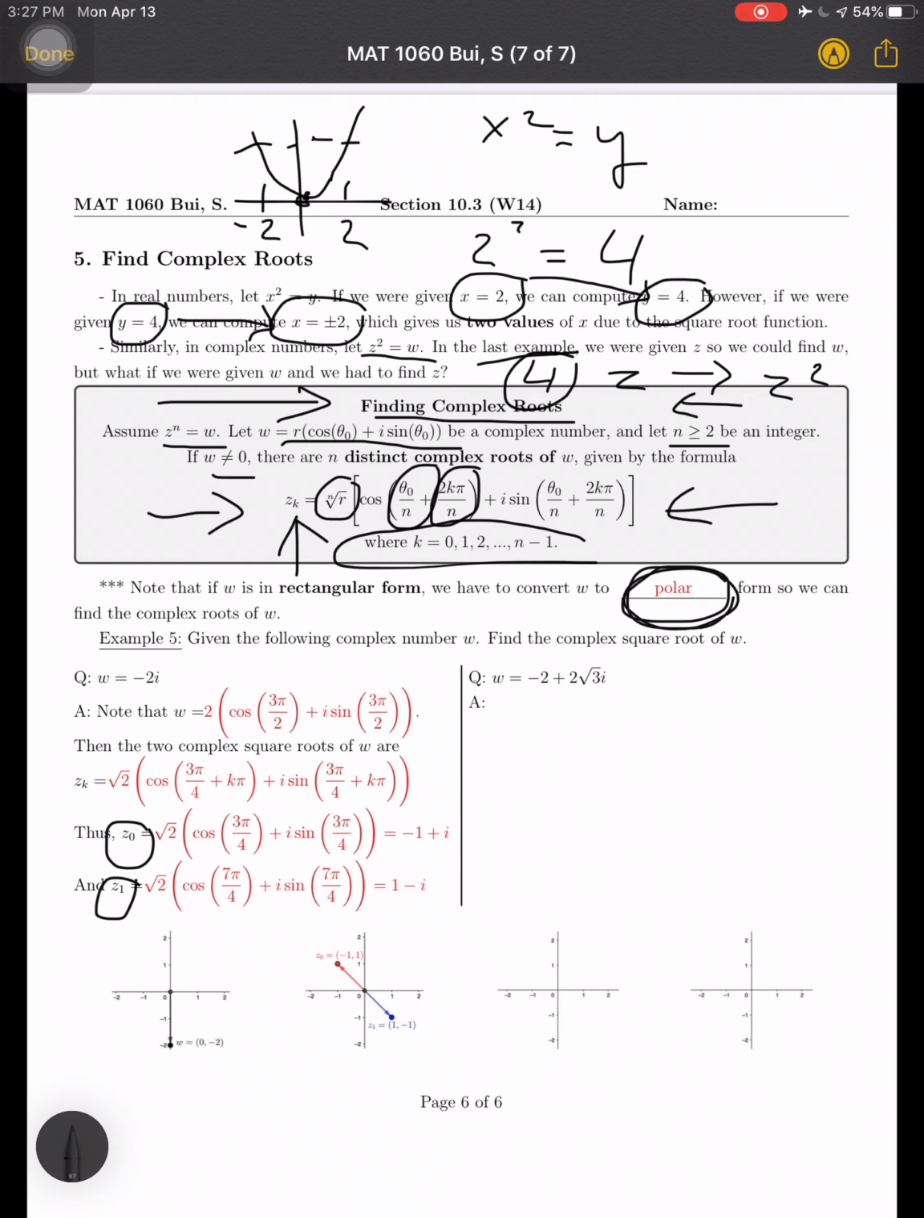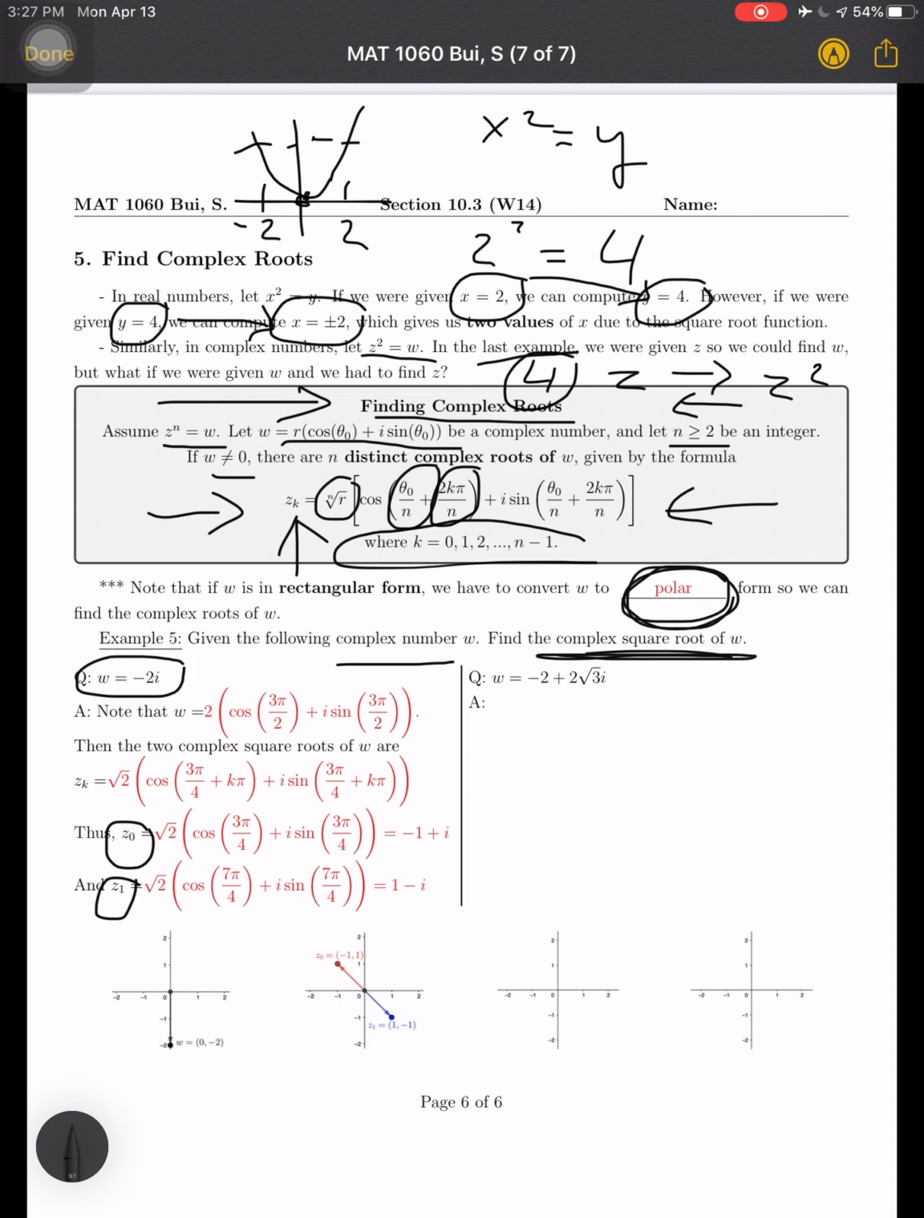So let's talk about an example in here. First, the problem gives us something like w equals negative 2i in here. And what is w, right? W in here is a complex number, and we have to find its complex square roots. Okay, so the word square in here means that w equals z squared.